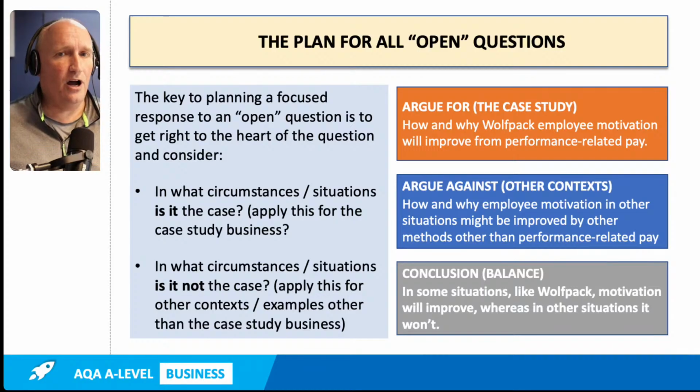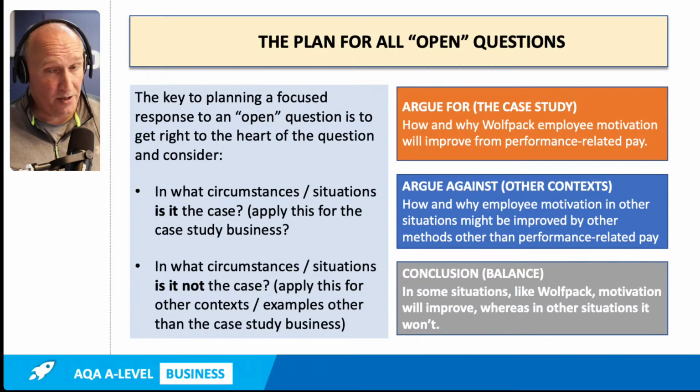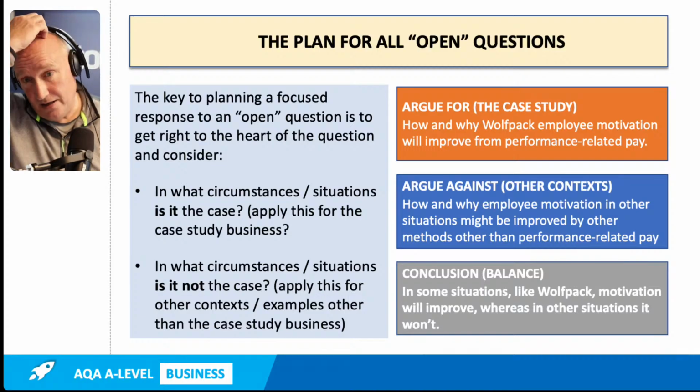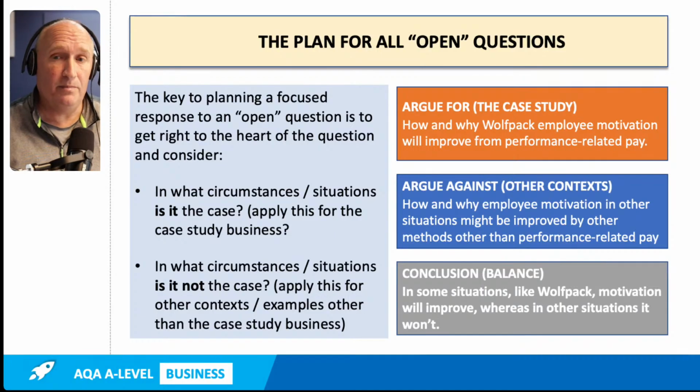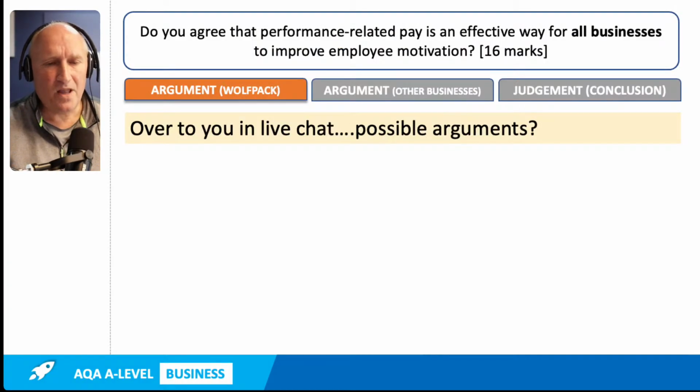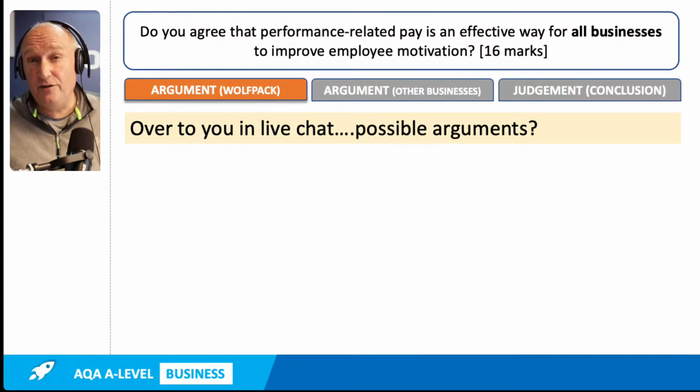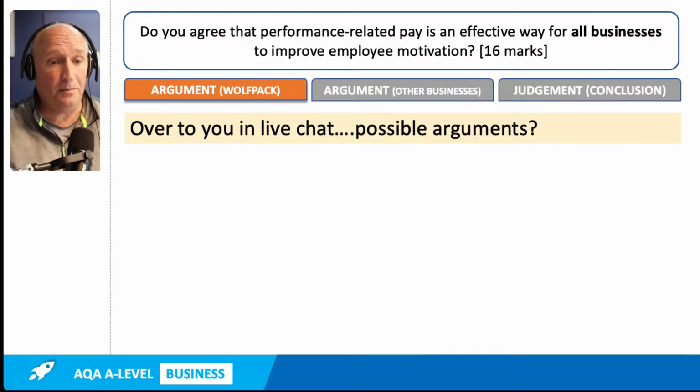I will then show you an argument against that, but using different situations. So I'll make the counter argument why performance-related pay may not be effective or the best way of being effective in increasing motivation. And we know what the conclusion is. We already know what it is, don't we? So over to you. Have a think, and let's see if I can pick out a few. We'll do a minute or two on this. Let's see if I can pick out a few answers. I'm not asking for the full paragraph here, just the basic point that you would make.